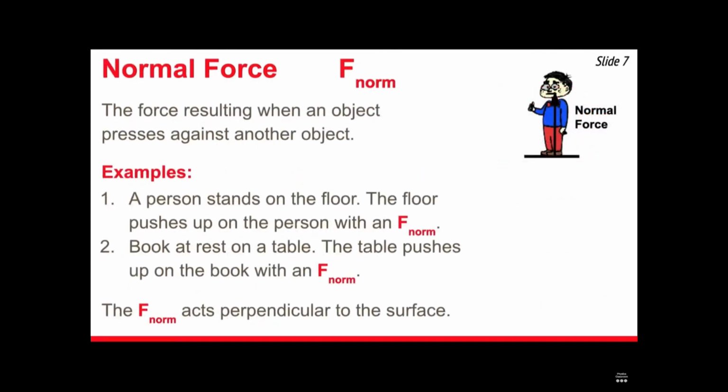Now let's talk about some contact forces. The first is normal force. We represent it by the symbol F_norm.